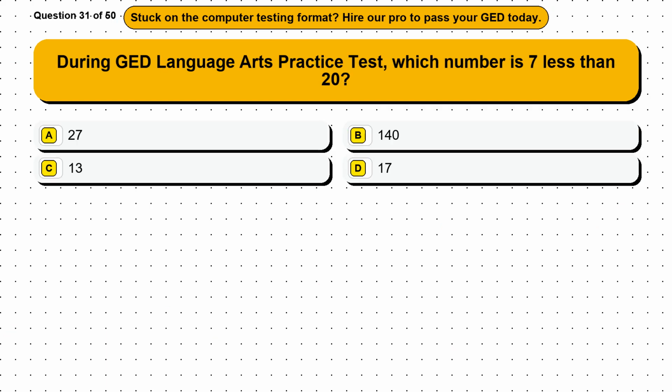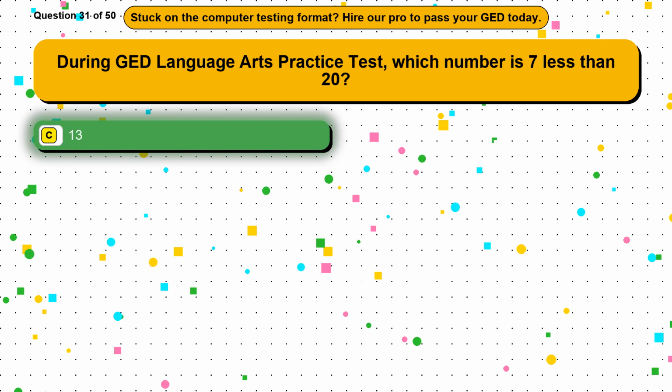Question 31. During GED Language Arts Practice Test, which number is 7 less than 20? Option A, 27. Option B, 140. Option C, 13. Option D, 17. The correct answer is option C, 13.